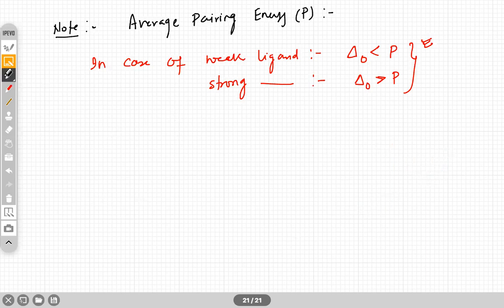So, but if more pairing energy is required, then okay, 1 second. No, more pairing energy is not required. Average pairing energy is fixed for the complex. Now, depending upon the ligand, we can have different delta O, the gap of the two orbitals. If that gap is less than the pairing energy, then pairing takes place. If that gap is more, then the pairing won't take place. Okay, sir.